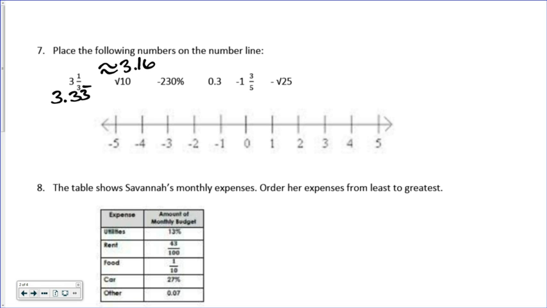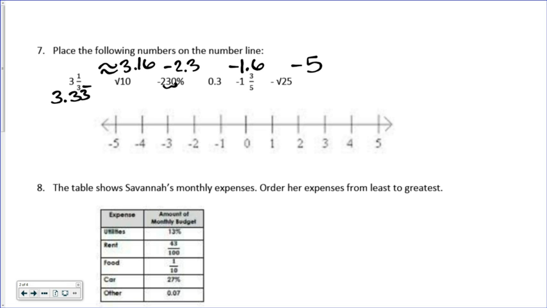Percents, you're changing percent to a decimal. All you have to do is move your decimal 2 places to the left. So right now my decimal is by the percent sign, 1, 2, and I should end up with negative 2.3. 3/10 is already in decimal form. Negative 1 3/5. 3/5 as a decimal is 0.6, so I have negative 1.6. And the negative square root of 25, because the negative is on the outside, we're going to keep our negative, and the square root of 25 is 5. Okay, now we need to place everything on our number line.